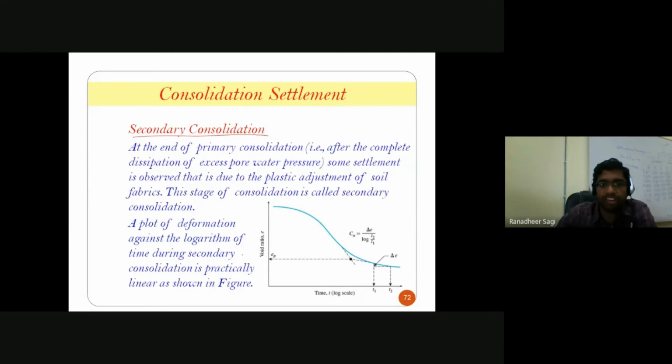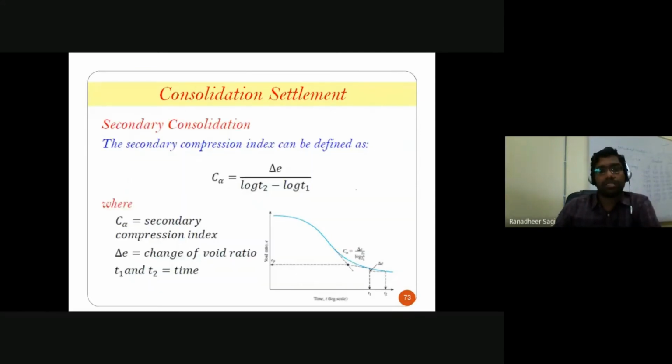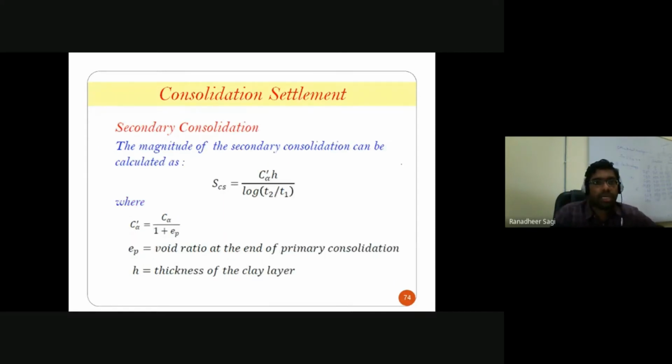So we are trying to plot a graph between void ratio versus time on the logarithmic scale. I am trying to find which portion of the curve corresponds to primary consolidation, and which portion corresponds to secondary compression. In the secondary compression part of the curve, the slope of the curve is what we represent as C alpha. So how are we writing C alpha? It is nothing but delta e by log t2 minus log t1, or delta e by log of t2 by t1, either way I can write.